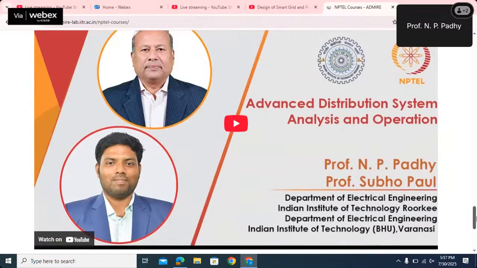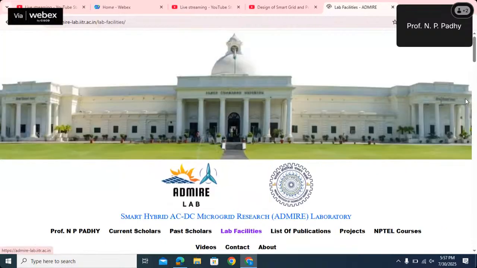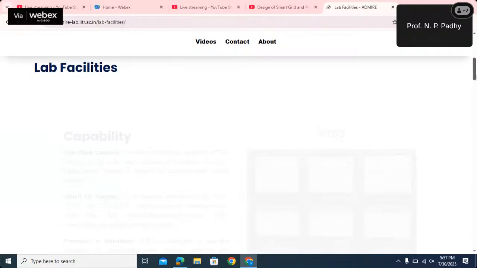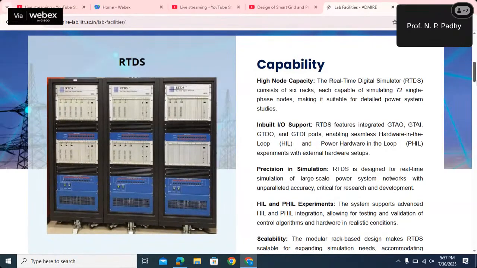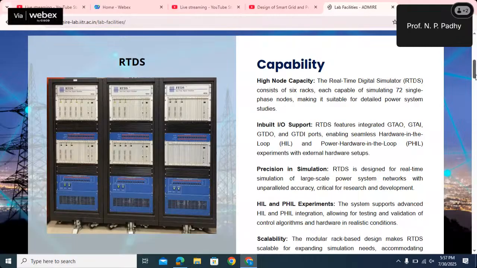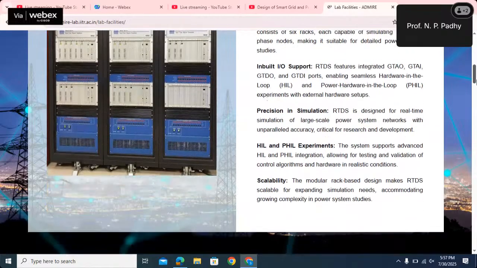You can go back, past, present, everything, then go to lab facilities, because now we are talking about lab facilities. So slowly you can scroll. If you'd like to read more, because in today's lecture I have given only the very basics, if you need to know more, please go to the website and try to understand. So we have RTDS, come down slowly.